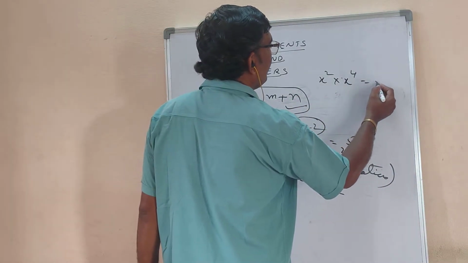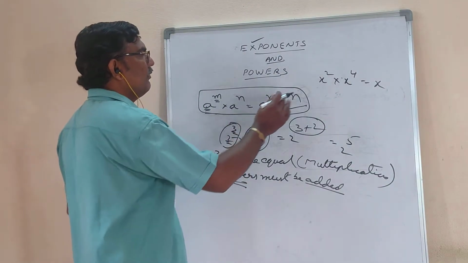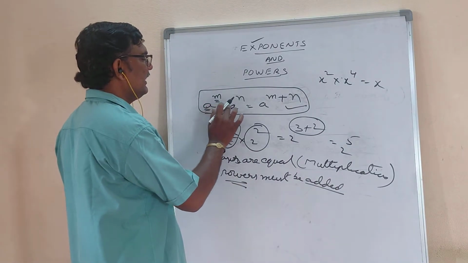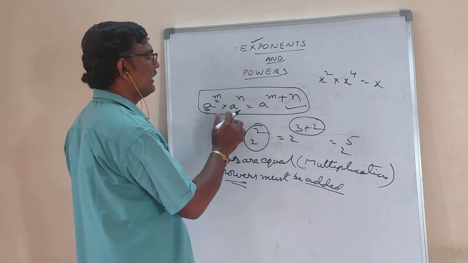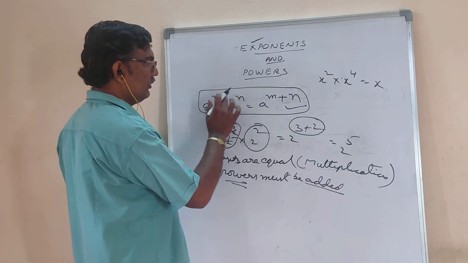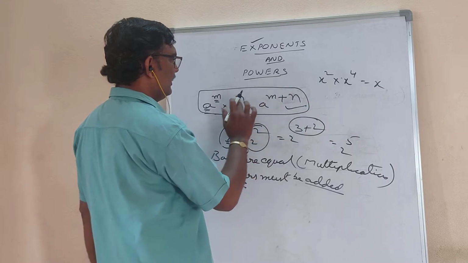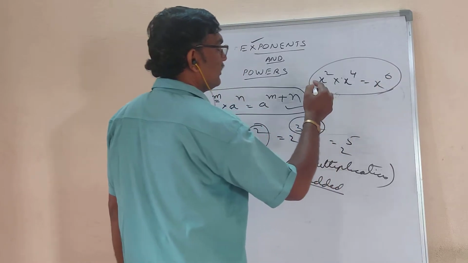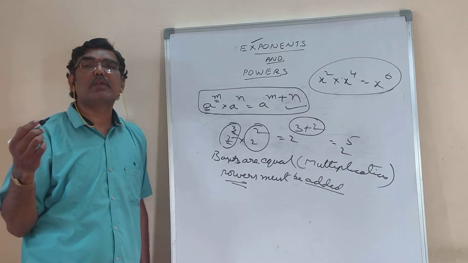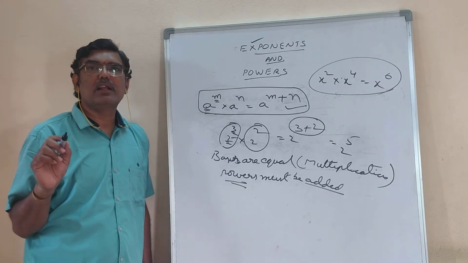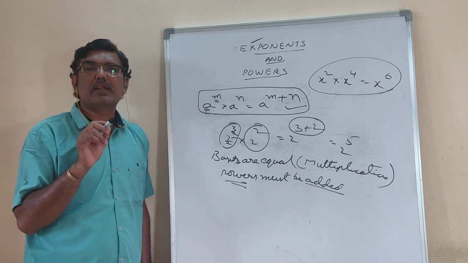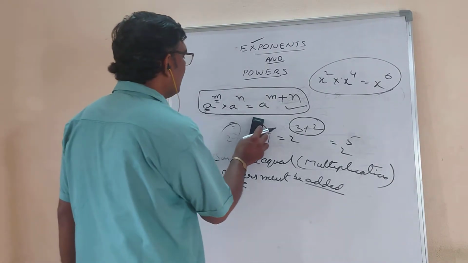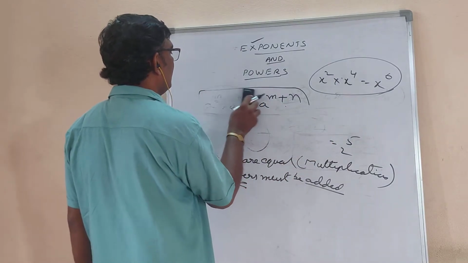So I wrote here base x, because whatever bases are there, you have to write the base only one time. Here see, a is there, a is there, I wrote only a one time in the answer. Okay, m plus n. So in place of m you have here 2, in place of n you have 4. 2 plus 4, how much here? 6. So x square into x power 4 is x power 6. If the bases are equal and in between the multiplication symbol is there, you have to add the powers. So if you remember this, you can do some problems. It is the formula here.